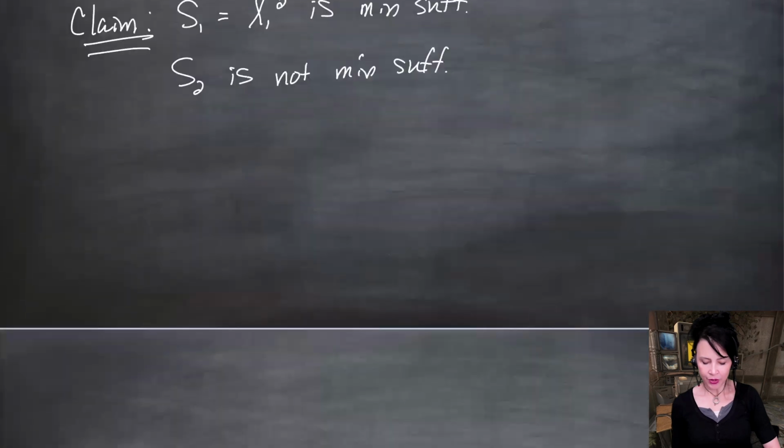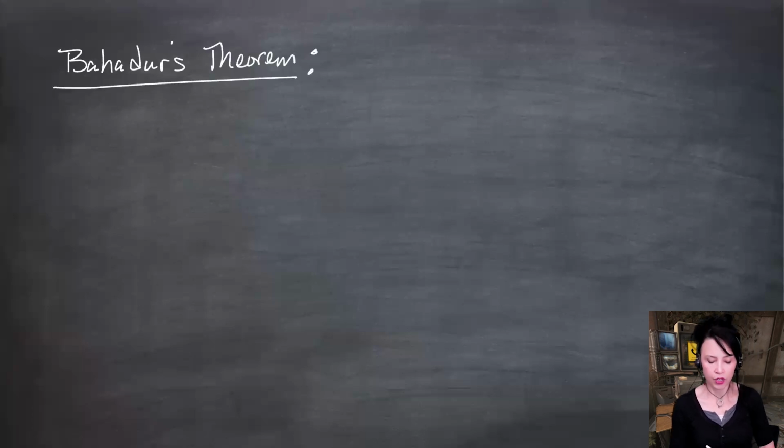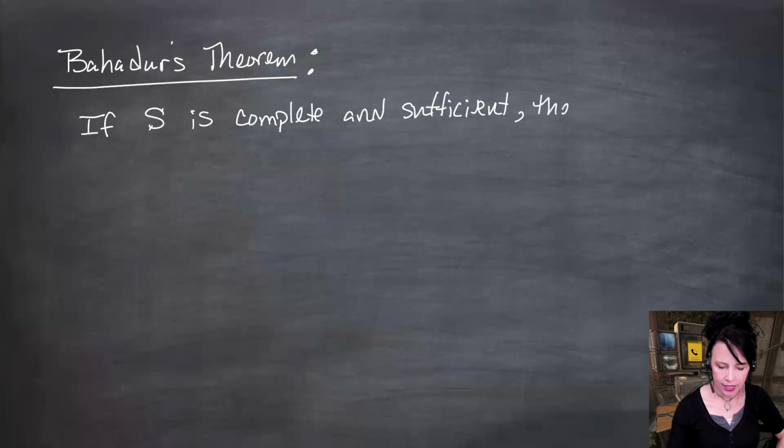And to do this, I'm going to use a very famous theorem due to Bahadur. Bahadur's theorem. This is awesome. This is so useful. Showing minimal sufficiency is in general hard to do, but this goes a little something like this. If S, and start with a model and a theta, is complete and sufficient, then S is minimally sufficient, or minimal sufficient.